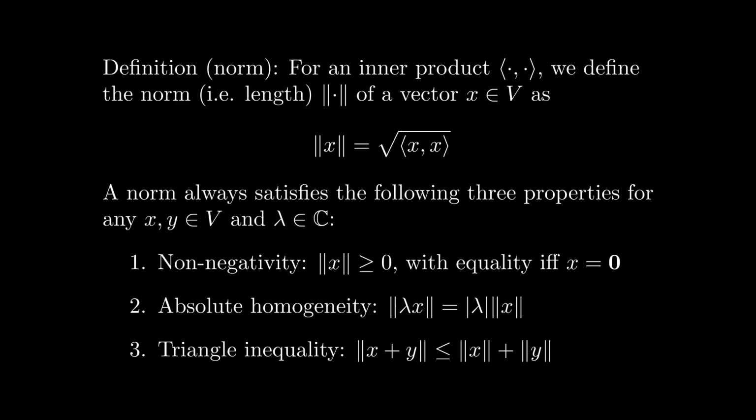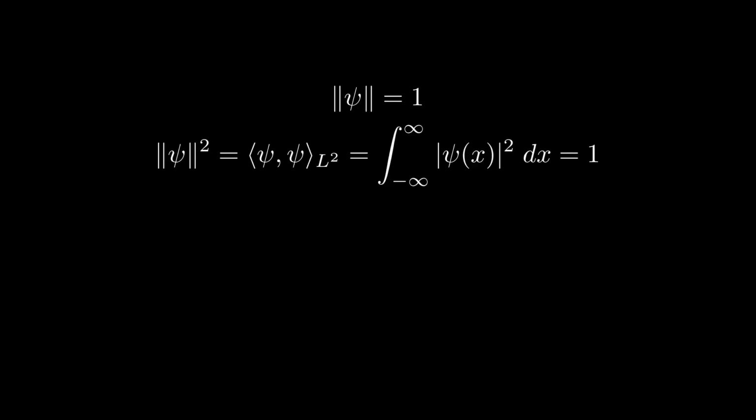Norms have some useful properties, which I have listed here, such as absolute homogeneity and the triangle inequality, which are always useful to keep handy. Under this definition of the norm, we require that wave functions have unit norm. Note that since the norm is always greater than or equal to 0, we can write this statement in terms of the square of the norm without loss of generality. For instance, in the position basis, we impose the condition that the integral of the absolute value squared of the wave function across its entire support is 1.